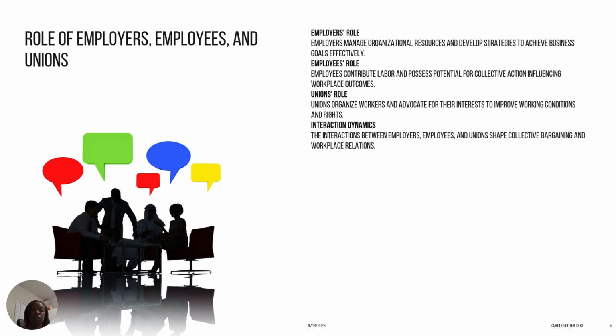Role of employers, employees, and unions. Each stakeholder plays a distinctive role. Employers manage resources and strategies. Employees provide labor and collective action potential, while unions organize and represent workers' interests. Their interactions define bargaining dynamics.